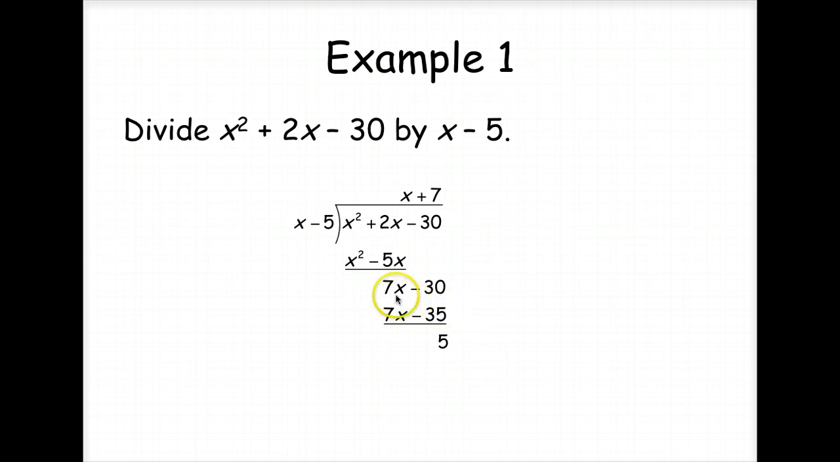Subtract this one from this one. 7x minus 7x, the x's cancel out. Negative 30 plus 35 is a positive 5. So we have a remainder of 5 with this one. You can either write this x plus 7, remainder 5, or later on, x plus 7 plus 5 over x minus 5. You may see it in both fashions.